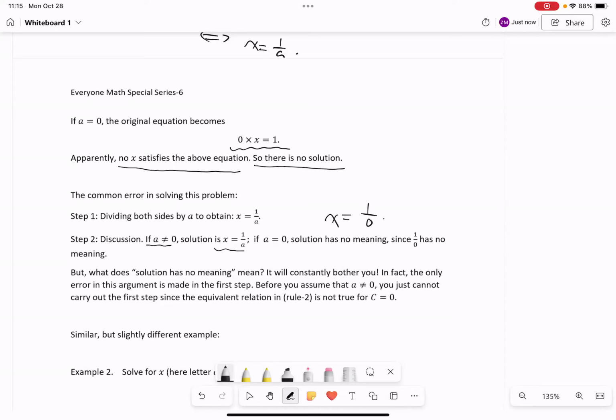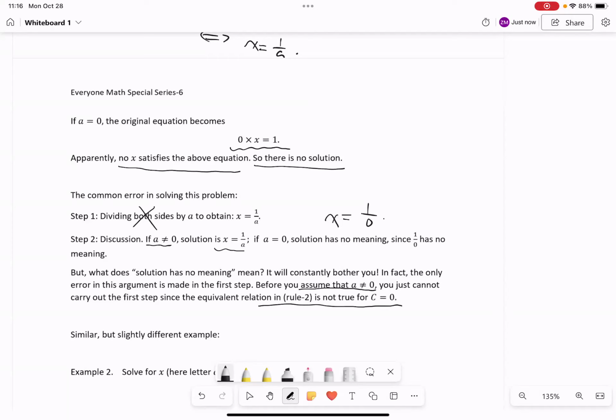In fact, the only error in the above argument comes from the first step, not the second step in the discussion. Because only when you assume a is not 0, you can carry out the first step, since the equivalent relation in rule 2 only holds for c not 0. If c is 0, the equivalent relation does not hold. So you have to correct the first mistake, the first step is wrong. Therefore, you shouldn't be bothered by the second step.